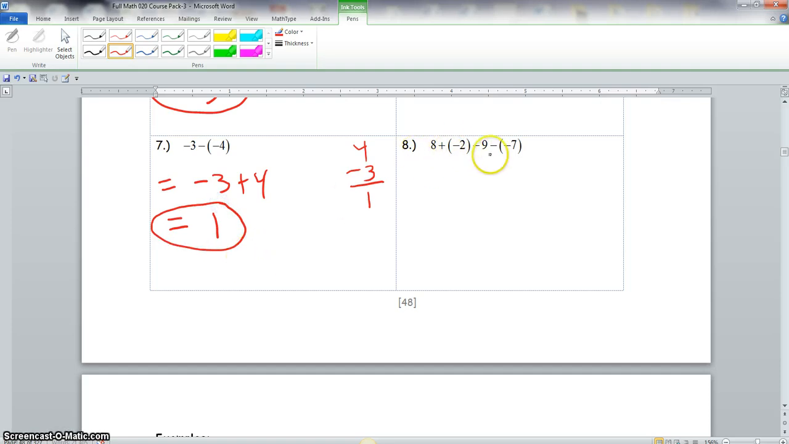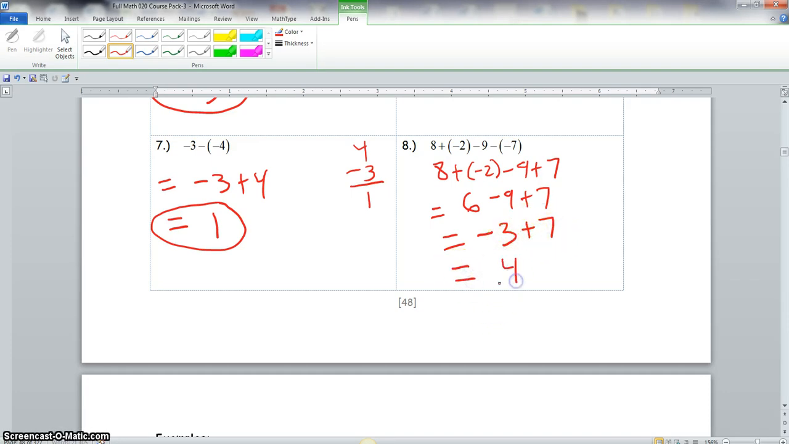Now we come here to number 8. We have more than 2 terms here. So first, this is what we need to do. Let's change this minus a negative 7 to addition. So we add 8 plus a negative 2 minus 9 plus 7. Now, what we could do is just go from left to right here. 8 plus a negative 2, we know would give us 6, minus 9 plus 7. Now, 6 minus 9, we know will give us a negative 3, plus 7. Now, negative 3 plus 7 is positive 4.